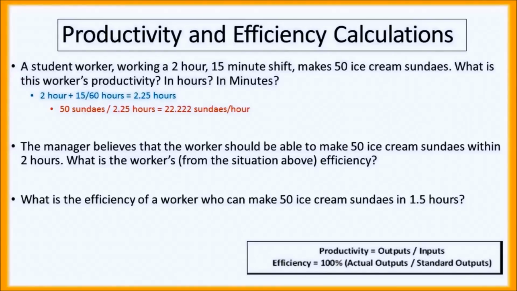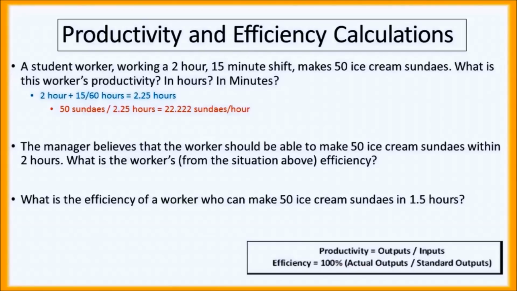The worker can make 50 sundaes in the 2.25 hours, so our productivity is 50 sundaes divided by 2.25 hours, which gives us 22.222 sundaes per hour.